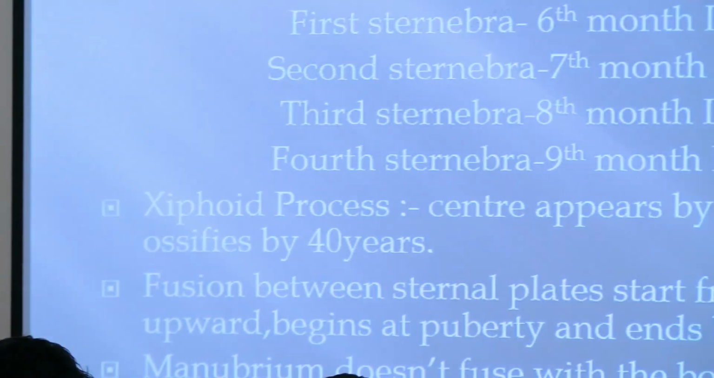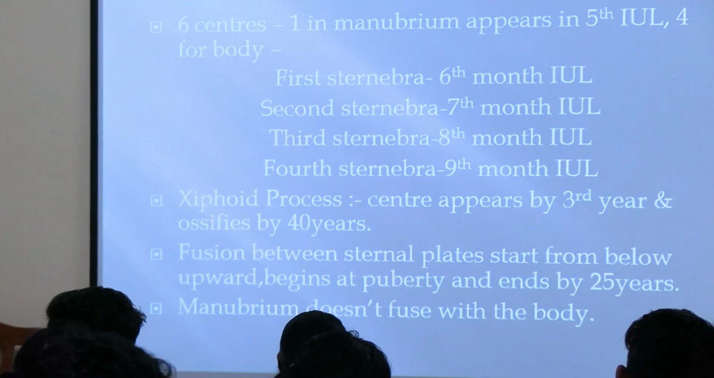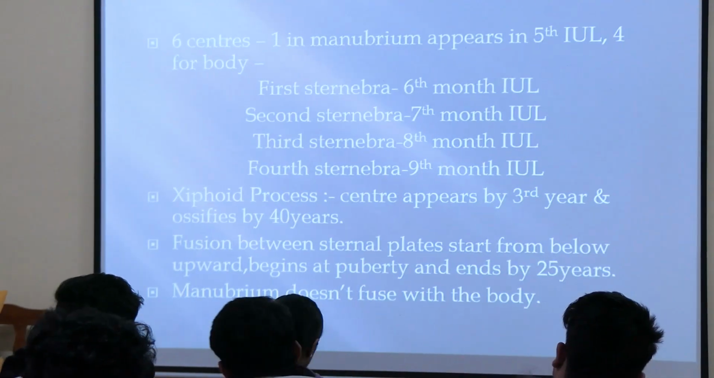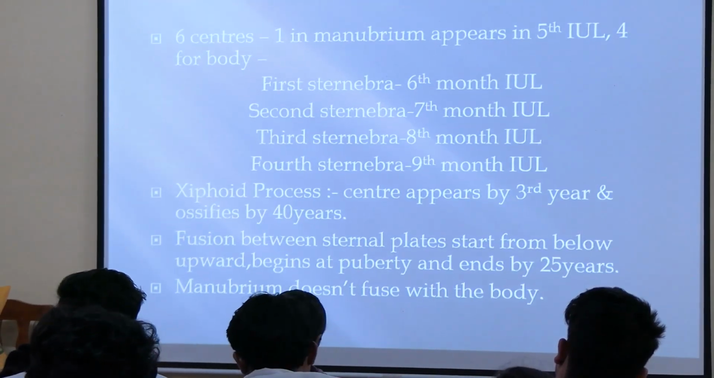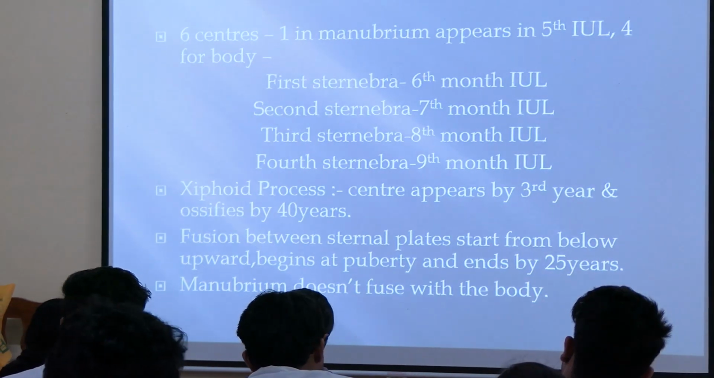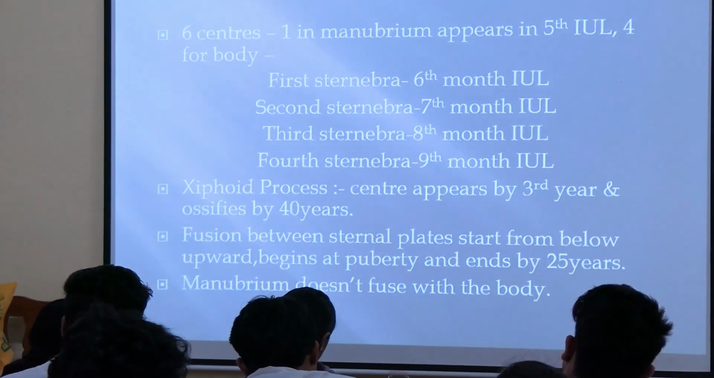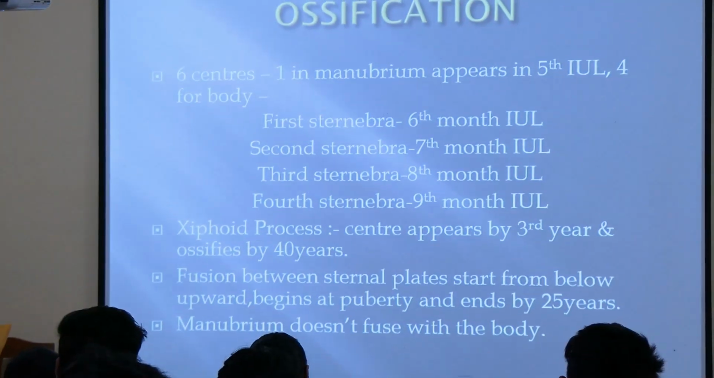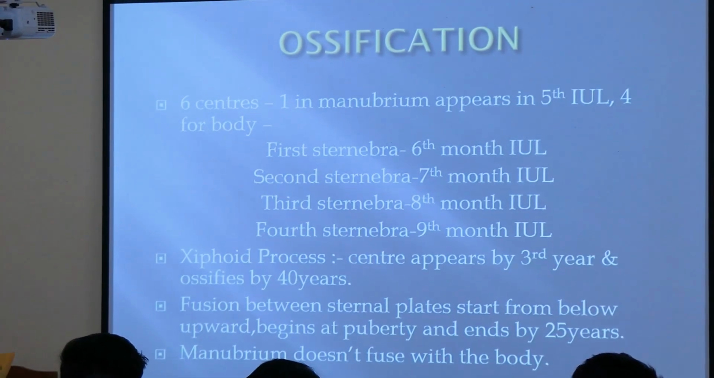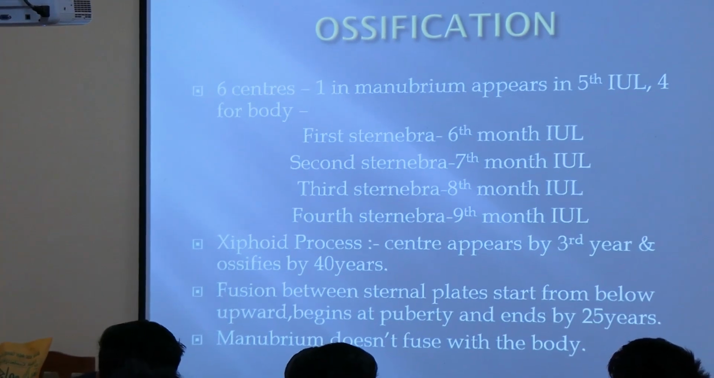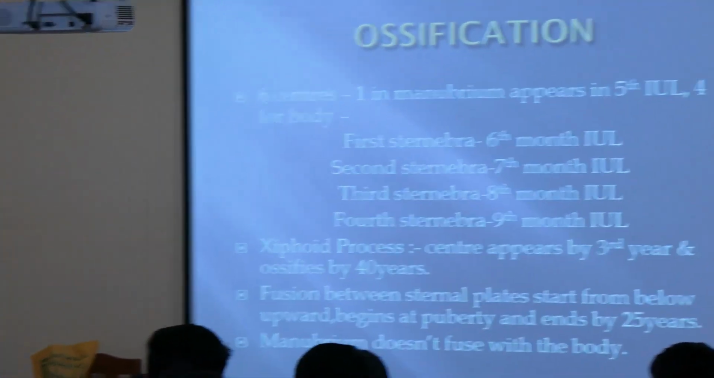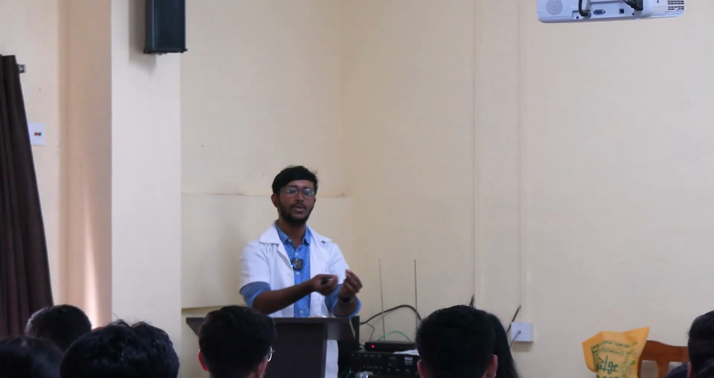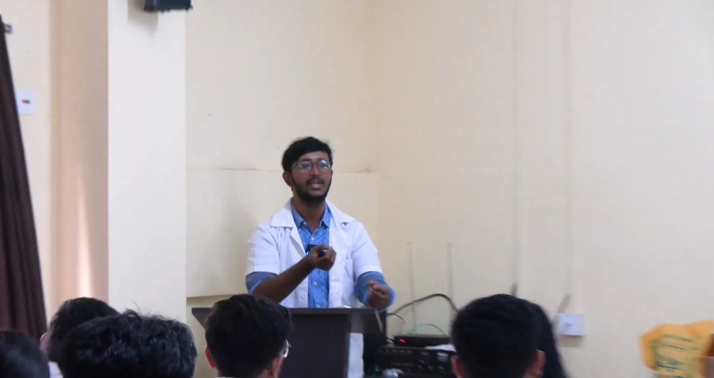The sternum is usually used for bone marrow aspiration. Bone marrow aspiration is done from the sternum because it has a cortical layer of bone, so it is easy to aspirate bone marrow cells from it. Aspiration means, like you have seen a needle. With a needle, what do we do? We aspirate blood. We aspirate pus.